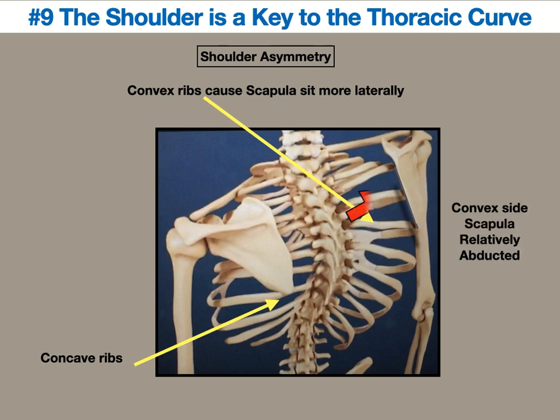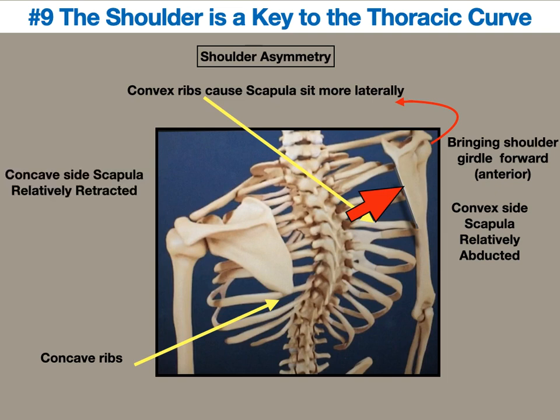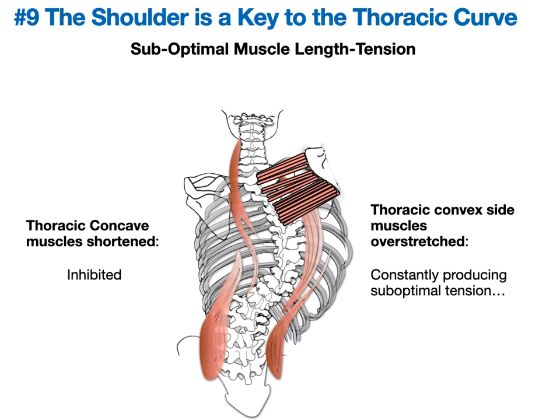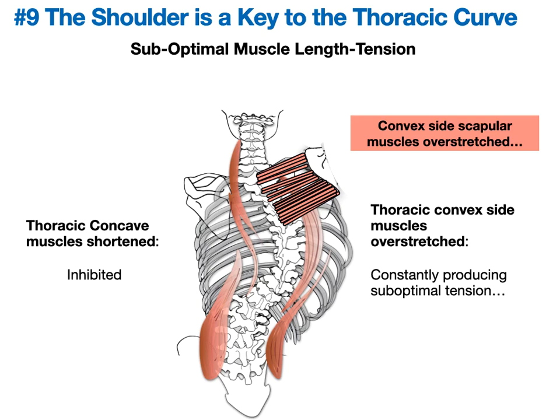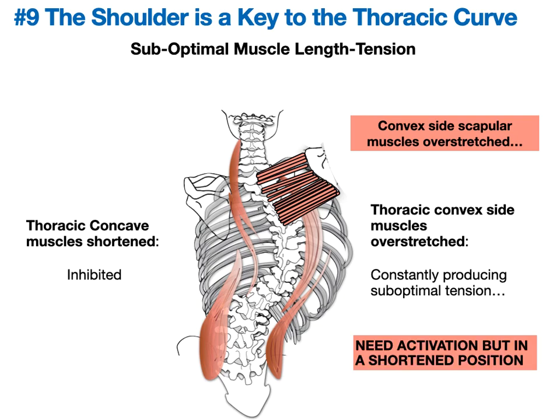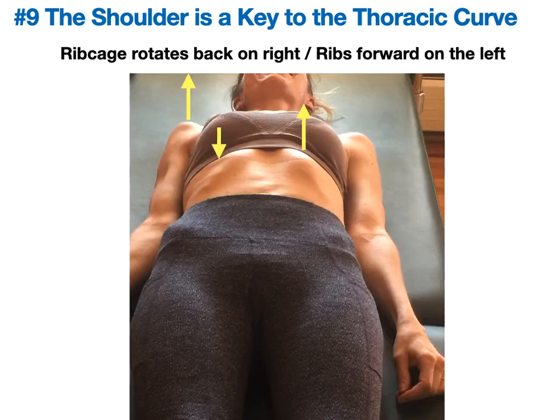Convex ribs cause the scapula to position itself around the protrusion, causing the forward shoulder. The indentation of the concavity causes a relative retraction of the scapula, bringing the left shoulder girdle relatively back. The length tension deficit discussed in tip 7 is reflected in scapular muscle imbalance. The scapular muscles on the convex side are overstretched in the protracted position. These need to be activated in a shortened position.